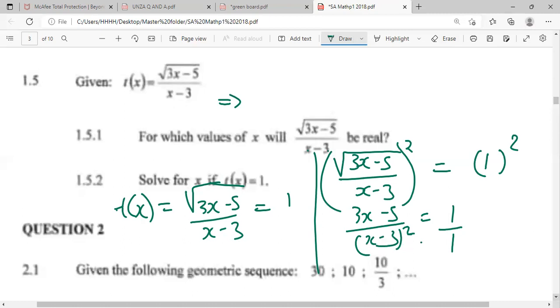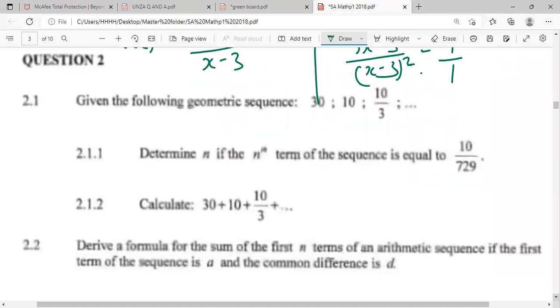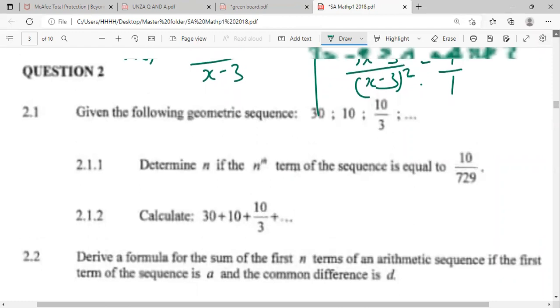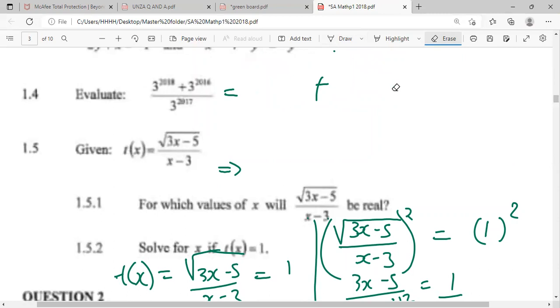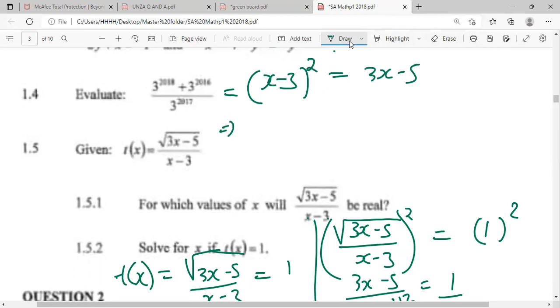So what you're going to have is x minus 3 to the power 2 is equal to 3x minus 5. Now, upon expanding that, what do we get? You're going to get x squared minus 6x plus 9. This is equal to 3x minus 5.